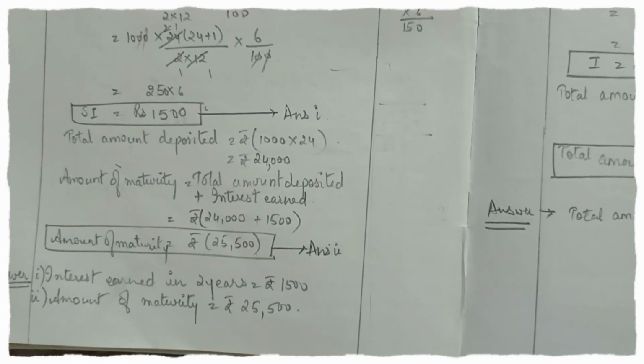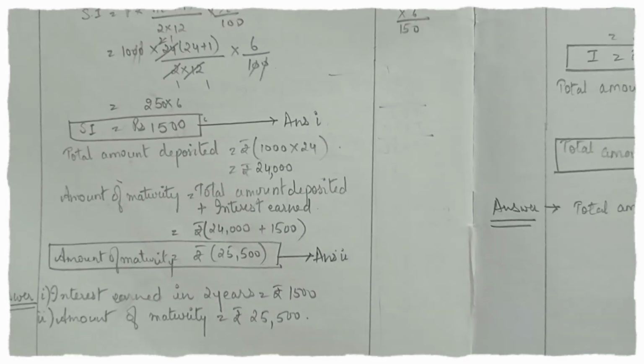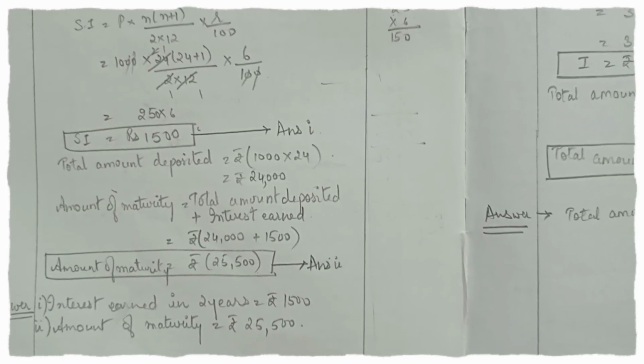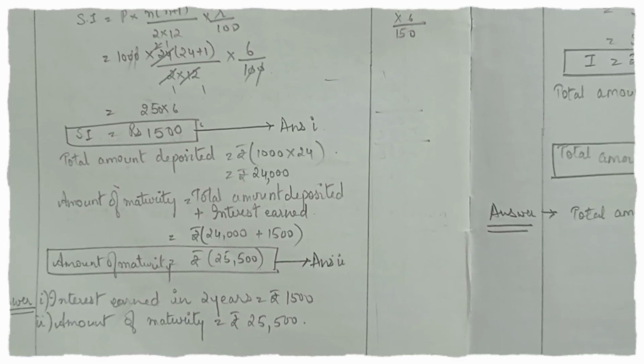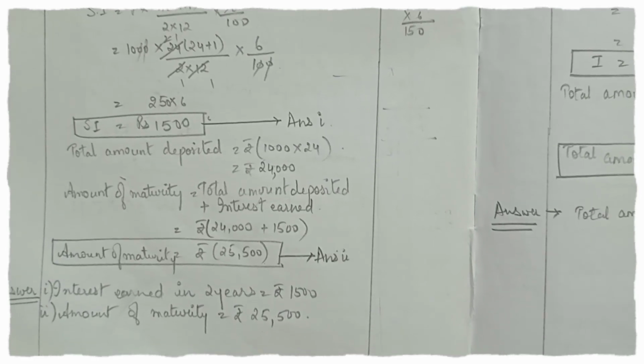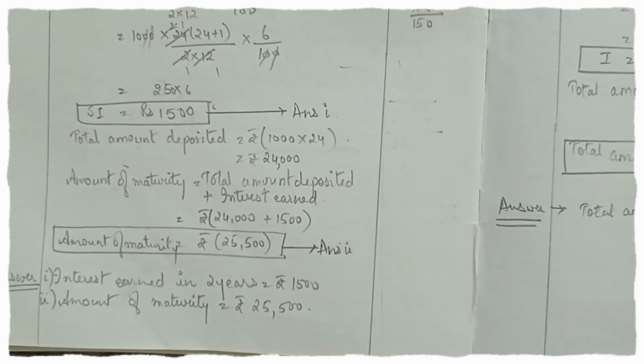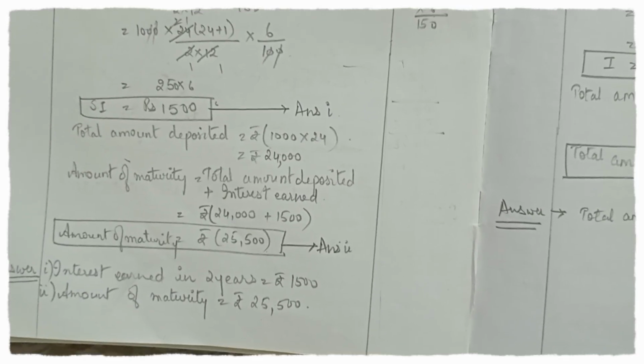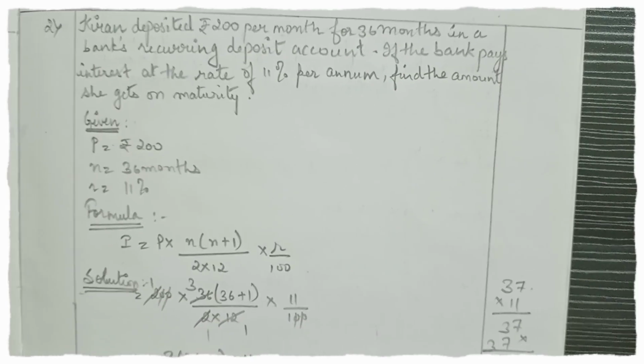That will be the amount. Then the maturity value which he or she will get is the total amount deposited plus the interest earned, that is 24,000 plus 1500, which comes to rupees 25,500. This is your answer. Sum number 2.